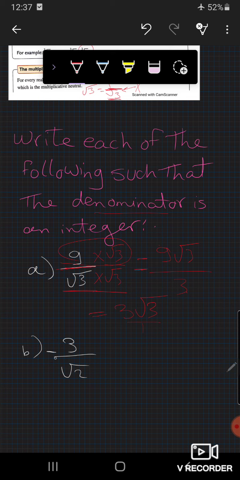What about this one? Negative 3 over square root 2. Stop, I can't keep the square root underneath. So I multiply by the square root up and down, in the numerator and denominator. So the numerator will be negative 3 square root 2. What about the denominator? Repeated, so it will be 2. Okay? This is the final answer for this one. Understood till now?